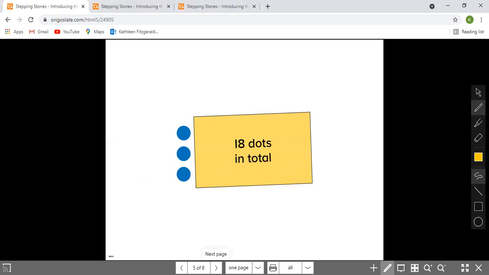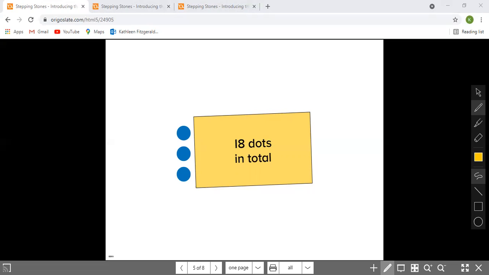Okay, now we're going to have a look at another way of thinking about it. 18 dots in total, and we can see that they are in 3 rows, but we don't know how many go across, except that we know our times tables and we know that 3 times something equals 18. Let's look at what that looks like in our number sentence. 3 times something equals 18, or the other way of writing it in our number families is 18 divided by 3 equals something. Now, because we know our 3 times tables, we know that 3 times 6 equals 18, and 18 divided by 3 equals 6.